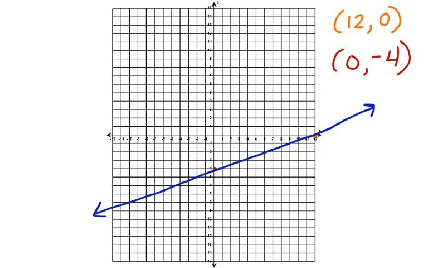Here's our coordinate grid. Now we know that the x-intercept is at (12, 0), and the y-intercept is at (0, negative 4). Let's start by graphing those 2 points. (12, 0) is the x-intercept. (0, negative 4) is the y-intercept. Now we can draw a line. Here's our graph of the equation x minus 3y equals 12. And we have graphed it by using the x and y intercepts.